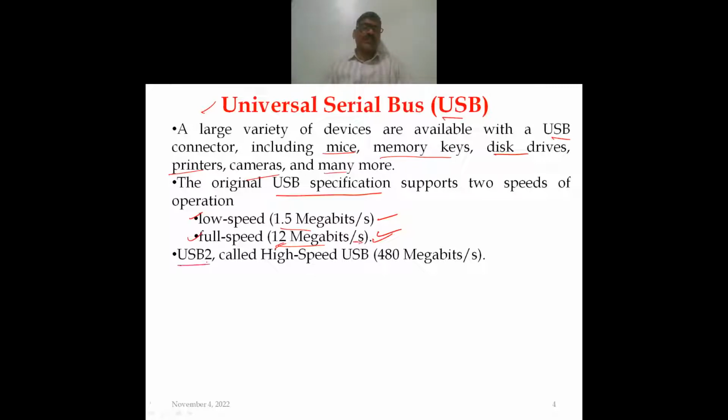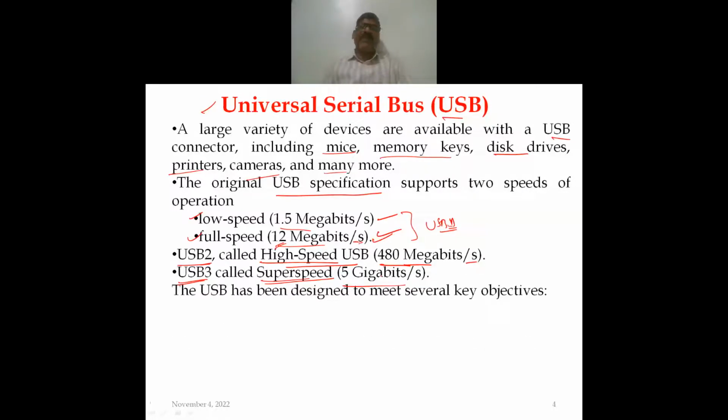That is what we call the USB 2 standard, which is a high speed USB that supports 480 megabits per second. The earlier speeds come under the USB 1 standard. Then the third standard is also there, the USB 3 standard, called super speed USB, which operates at 5 gigabits per second. That is how we are improving the Universal Serial Bus.